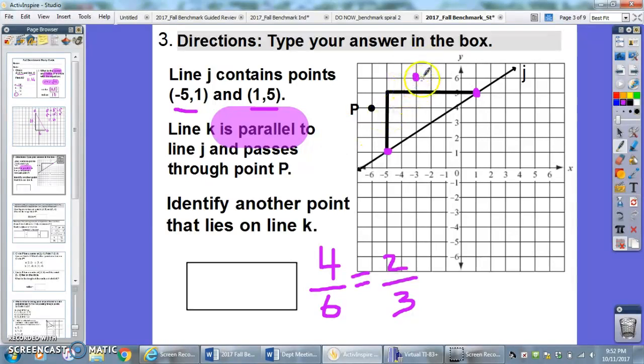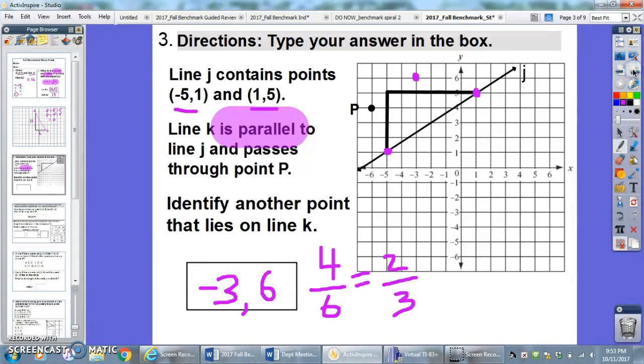So the only answer would be this point, whose coordinates, if you start at the origin and count to the left 3, which is negative 3, and then you're counting up 6, so my answer would be negative 3, comma, 6, and I would just type that into the box, and I'm done.